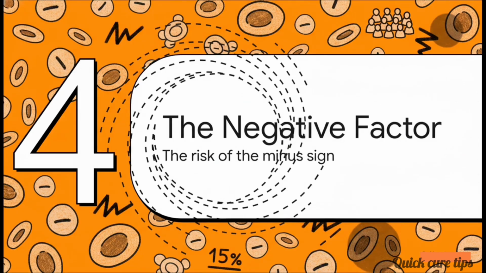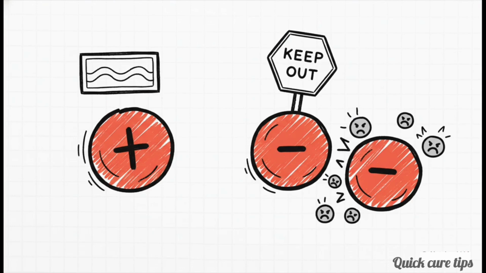Okay, so now we have to enter what I call the negative zone. Because if your blood type has a minus sign next to it, you're part of a pretty exclusive club, only about 15% of all humans, and you face an entirely different and life-altering set of risks. Being negative just means you're missing a specific protein called the Rh factor.